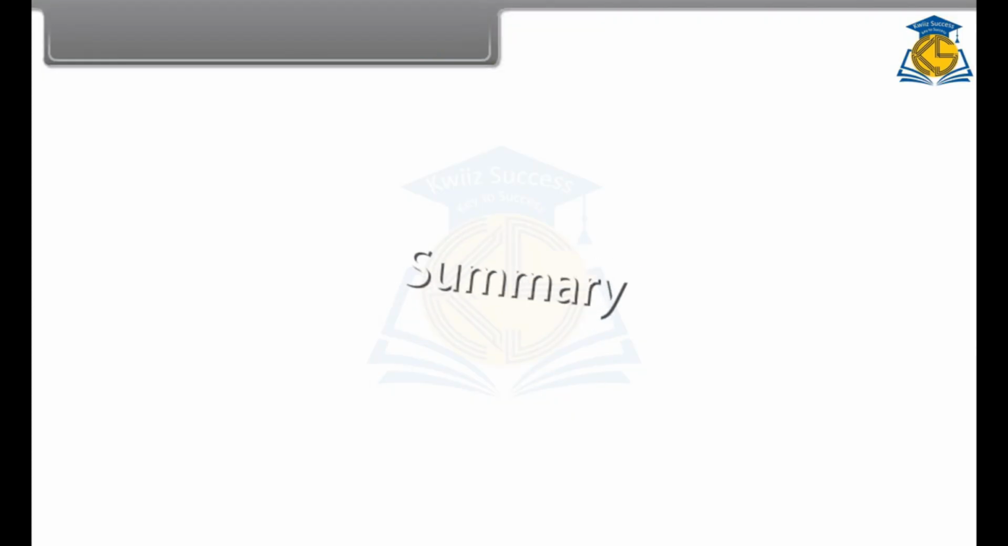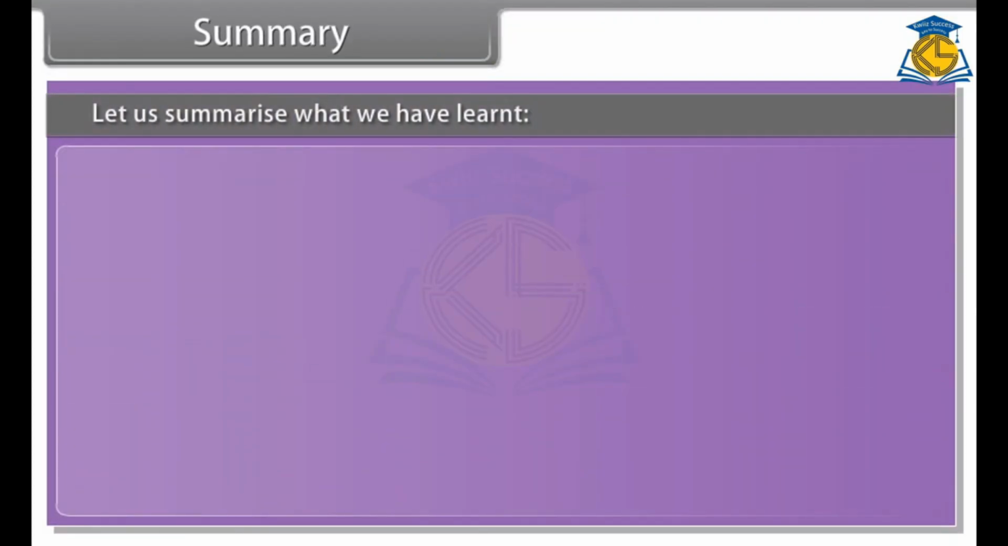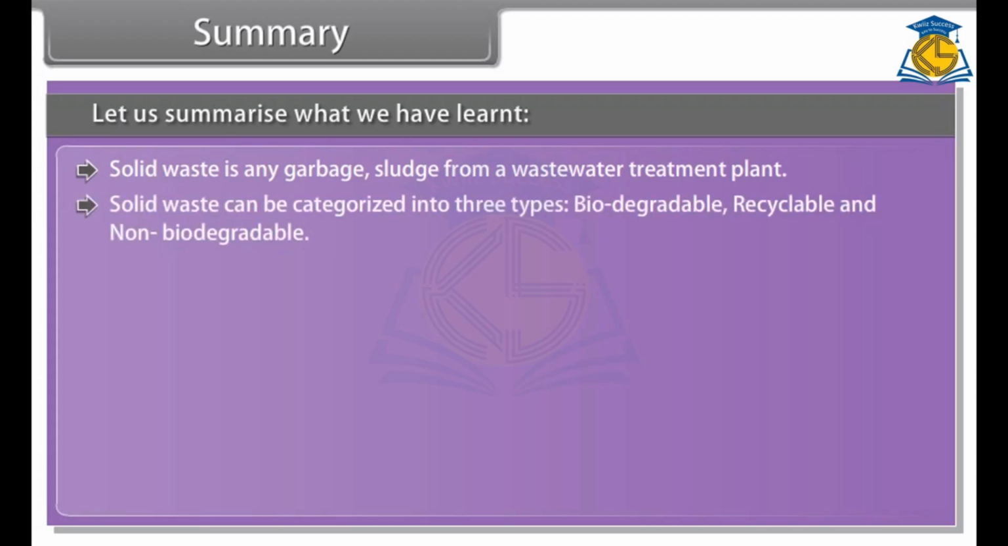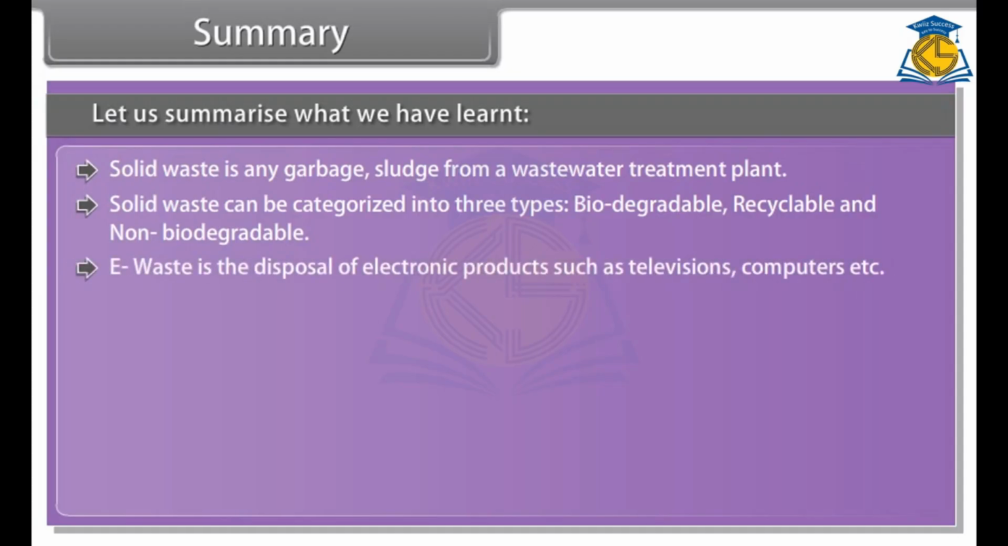Summary. Let us summarize what we have learned. Solid waste is any garbage, sludge from a waste water treatment plant. Solid waste can be categorized into 3 types: biodegradable, recyclable and non-biodegradable. E-waste is the disposal of electronic products such as televisions, computers, etc.